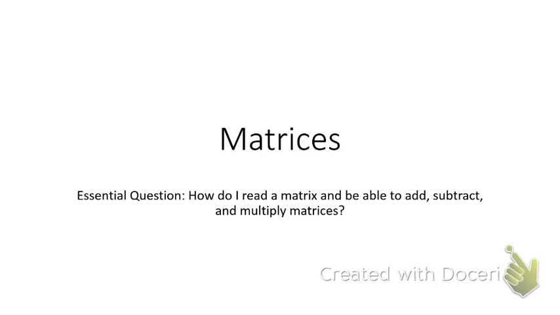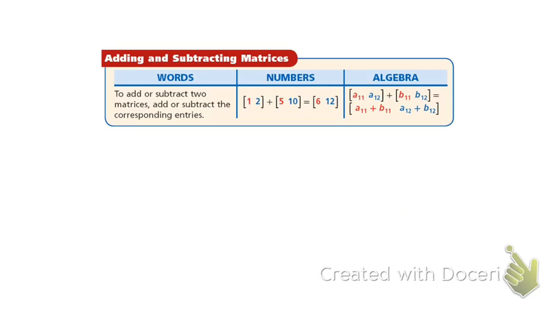Okay, we're going to take a look at the second part of our matrices, and we're going to look at adding, subtracting, and multiplying the matrices. To add or subtract matrices, essentially what you do is you add or subtract the corresponding entries.